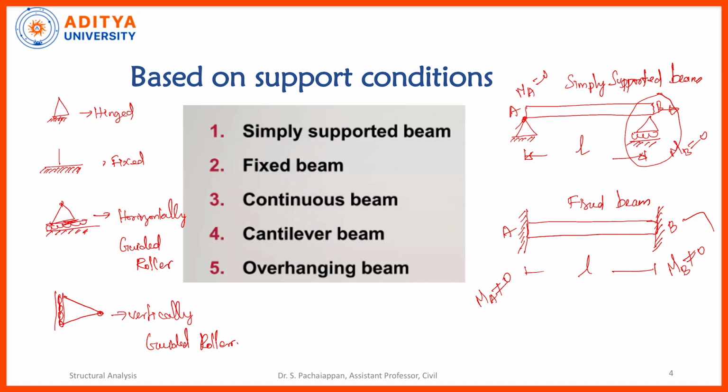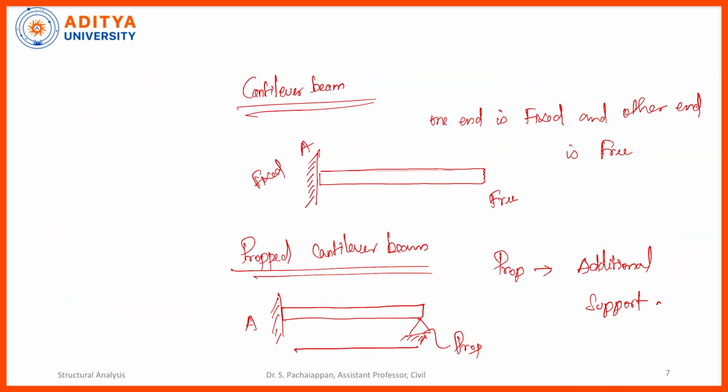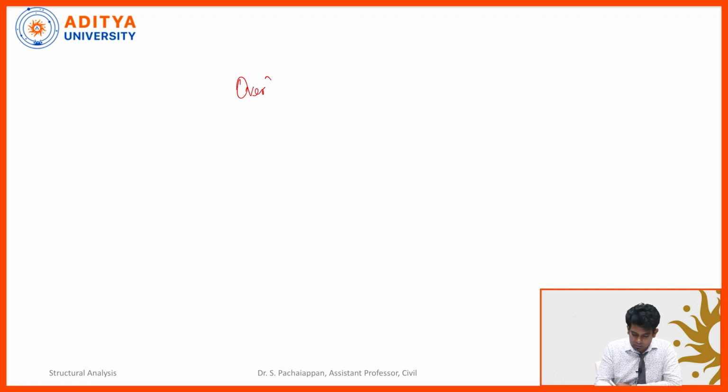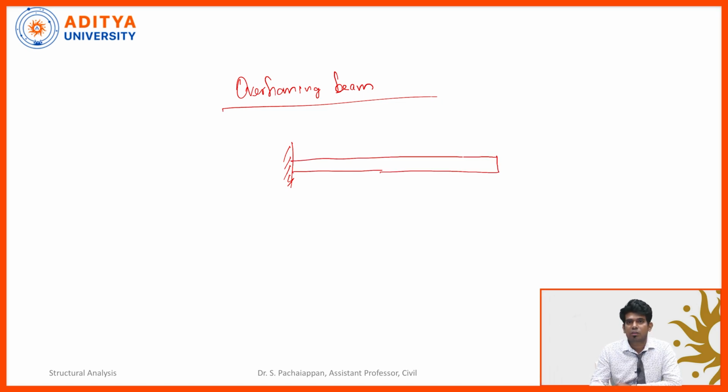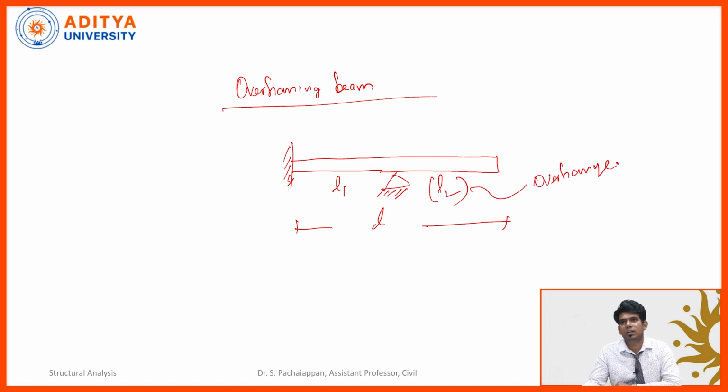So we have seen the cantilever beam, and another beam is called an overhanging beam. What is meant by an overhanging beam? It is a cantilever beam where, instead of providing the support at the free end, I provide the support somewhere in between the beam. Let's say the overall span is L, and this span is L1 and this is L2. Here L2 represents the overhang. The outside projected region is called an overhanging beam.